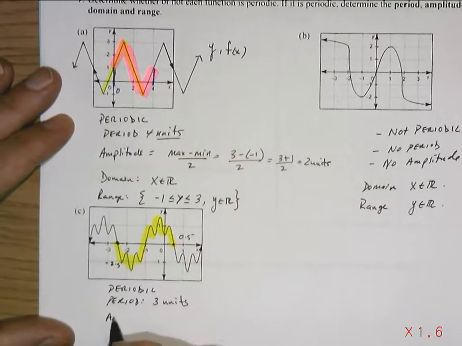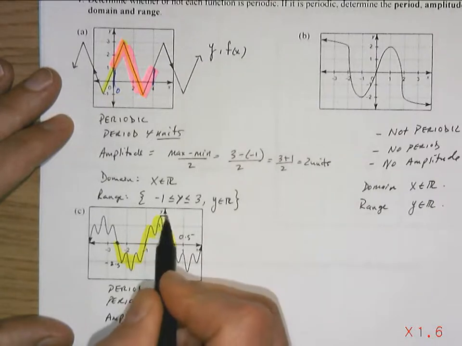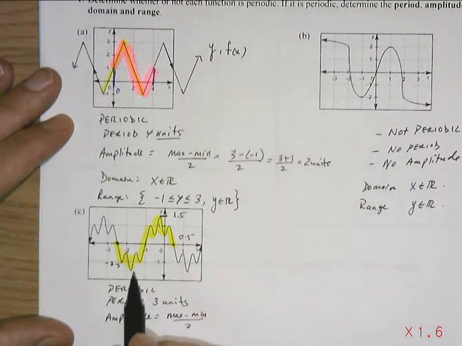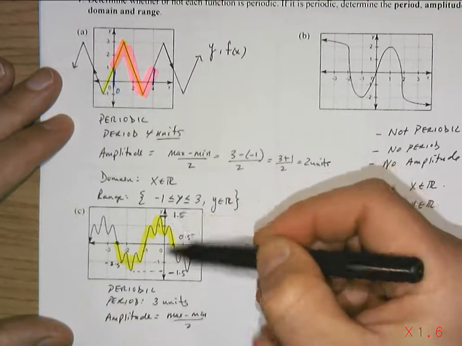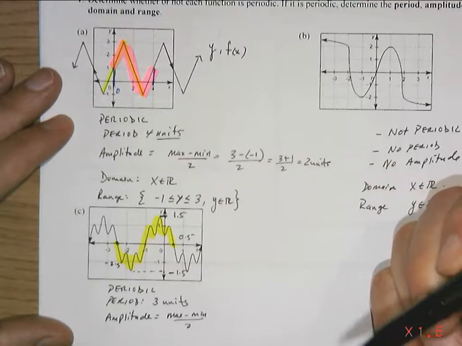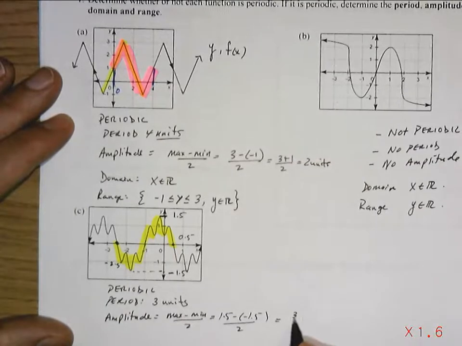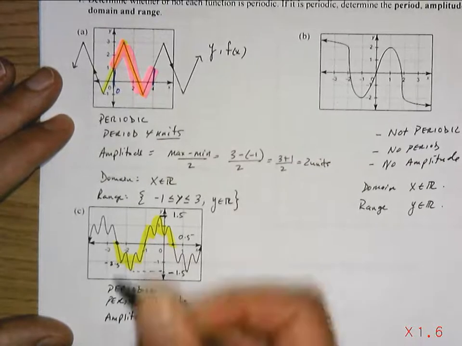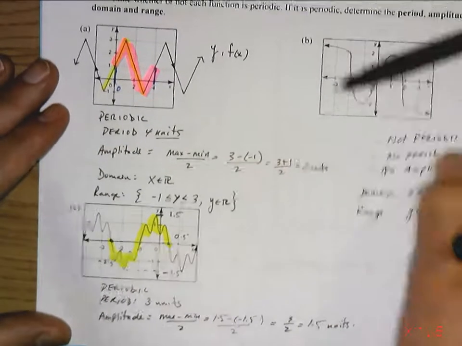And the amplitude, you take your max minus your min, divided by 2. So my maximum is here, which looks to be about 1.5, and my minimum is about there, so that's about negative 1.5. So the question is, this distance divided by 2. Well, that distance is going to be 1.5 subtract negative 1.5, over 2, which is 3 over 2, which is 1.5. And that makes sense. You could have just looked at it and given me the answer. So 1.5 units.